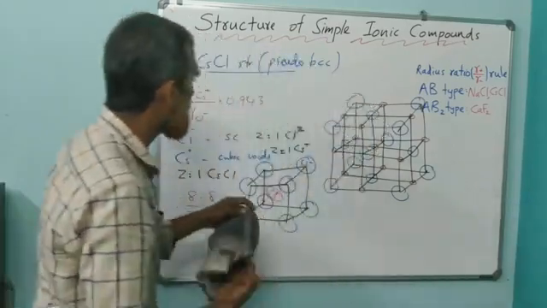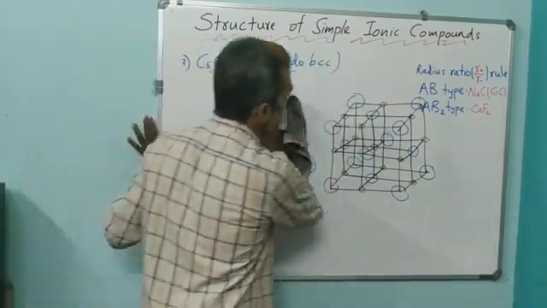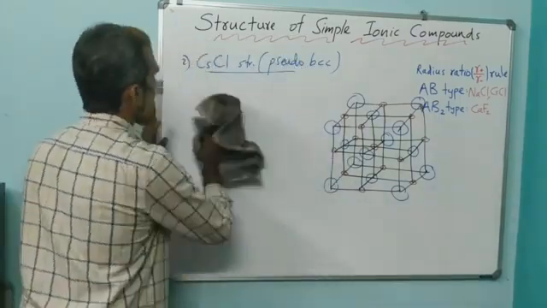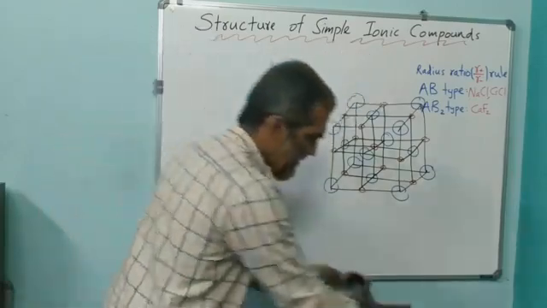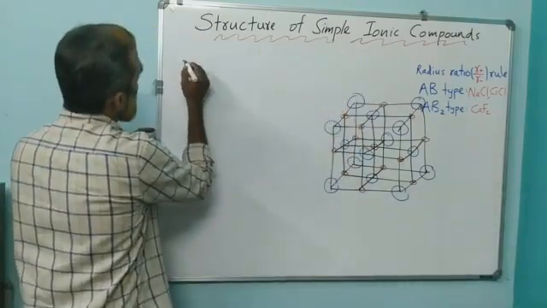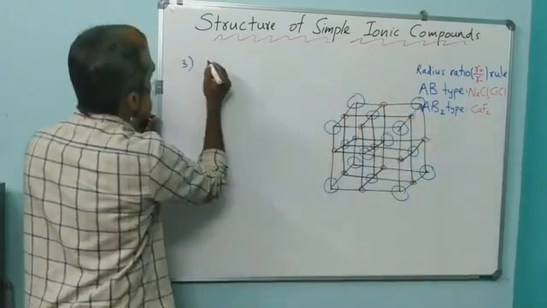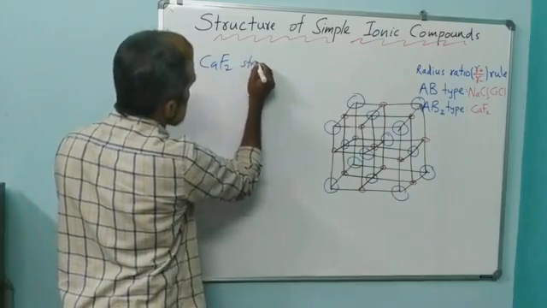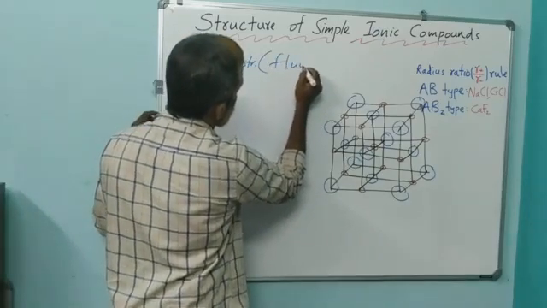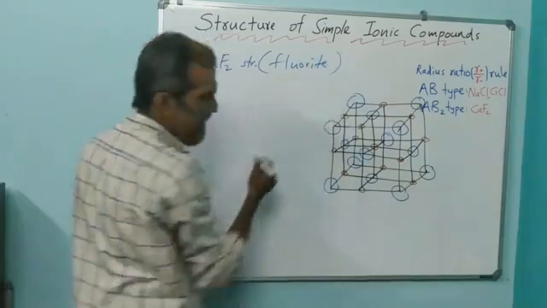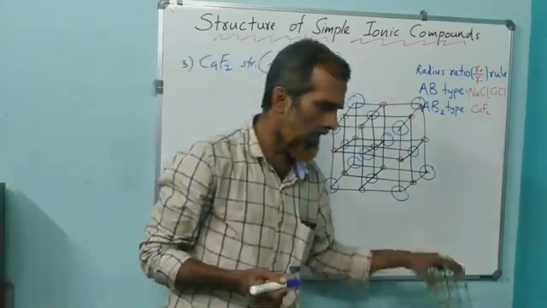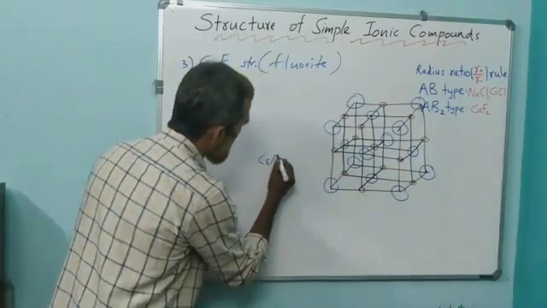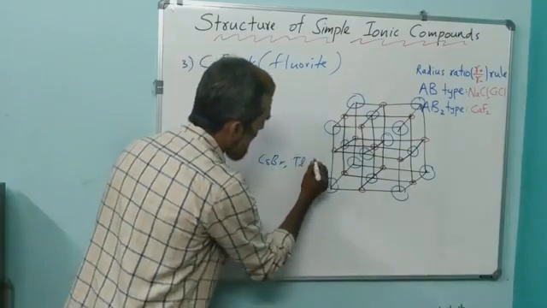Okay. Now finally we go to the structure of an AB2 type, that is calcium fluoride. In AB2 type we have only one example, that is the calcium fluoride structure. It is also known as the fluorite structure, because the name of this mineral is fluorite. See, in the case of cesium chloride, there are more examples, you may note that, like cesium bromide, cesium iodide, thallium chloride, etc.